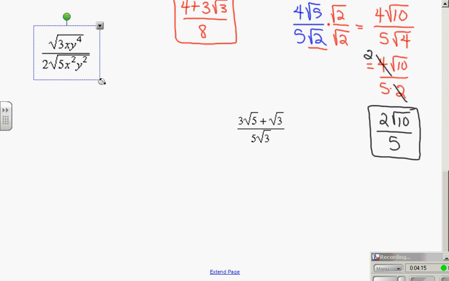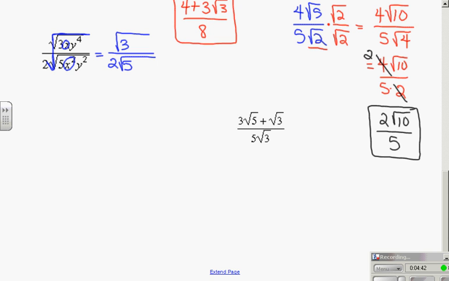Now my next example has some variables in it. And I have a choice. I can either take the square roots of the different problems as able, or I can go ahead and simplify. I'm going to go ahead and simplify first. So I'm thinking about these here. 3 and 5 don't simplify. So the 3 is going to stay in the radical, and the 5 is going to stay in the radical.